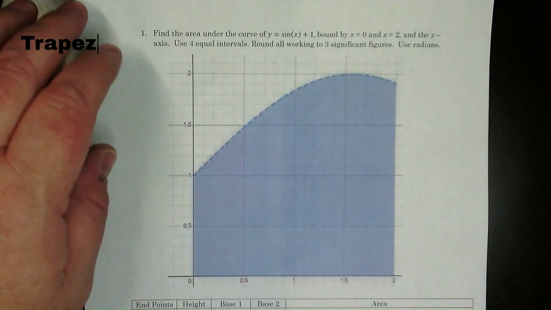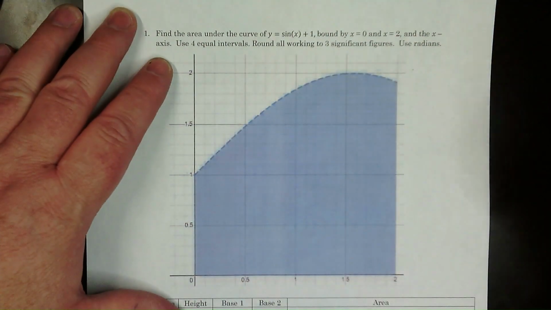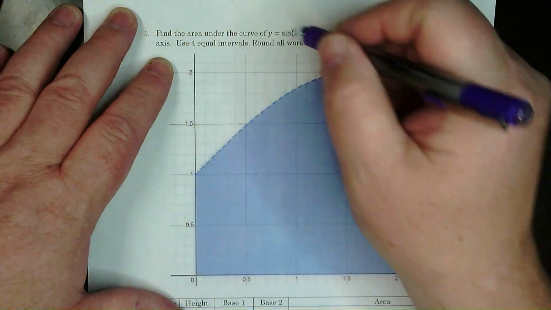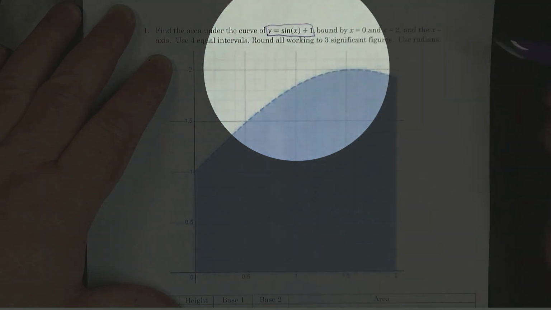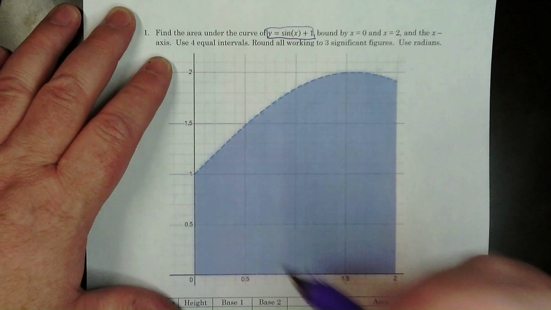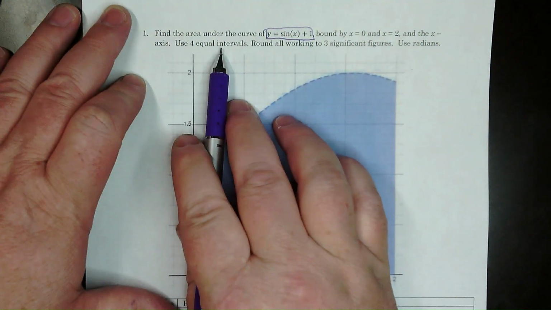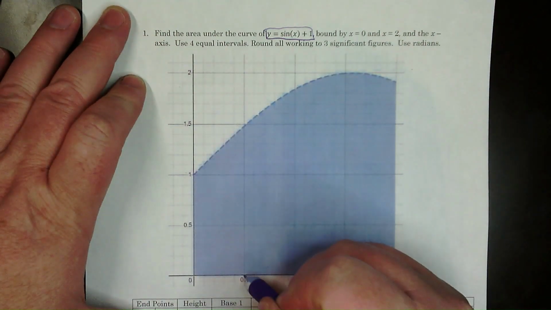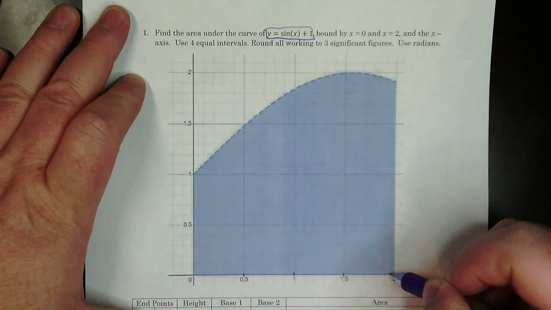Alright, let's find the area right here, this shaded area. So this shaded area, it's bound by the equation y equals the sine of x plus 1, and the x and y axis, and x equals 2. So we're going to do the trapezoid rule to find the area, and we're going to break the intervals into 4 equal spots. So we've got one interval right here, one right here, one right here, and one right here.